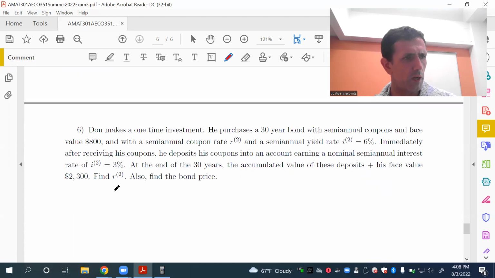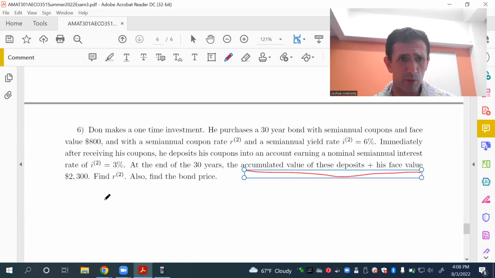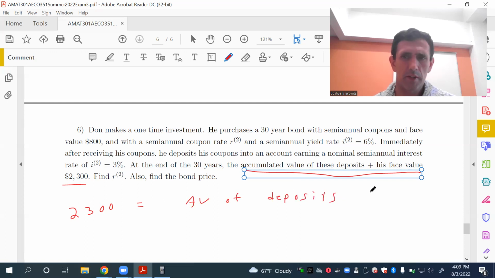Okay, so yeah, easy thing to do, and I think most people did this, or at least people who did it correctly did this. Basically use accumulated value plus face value equals 2,300 to find the coupon rate. So 2,300 is going to be the accumulated value of the deposits plus the face value.